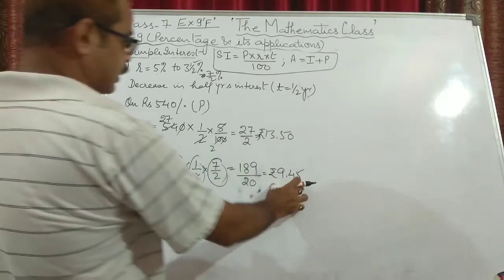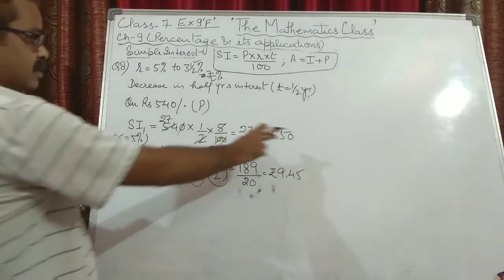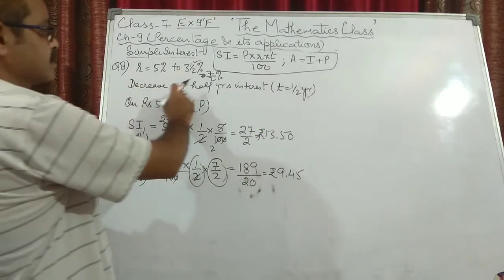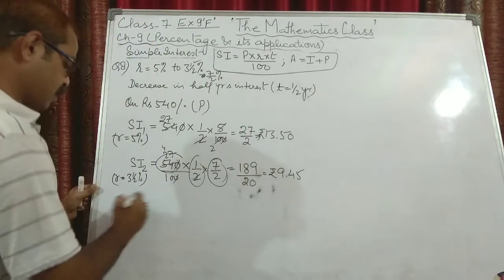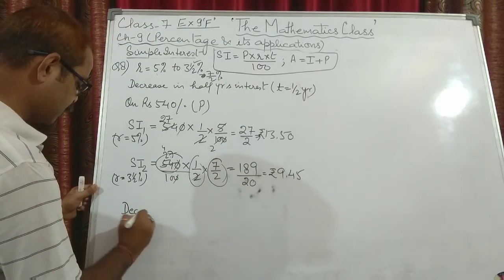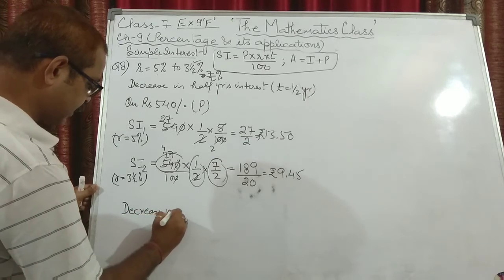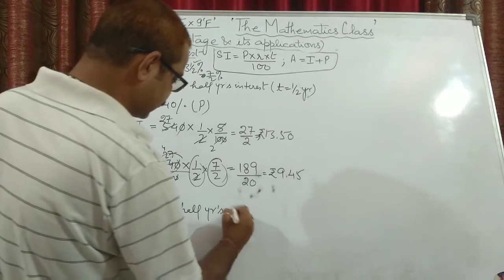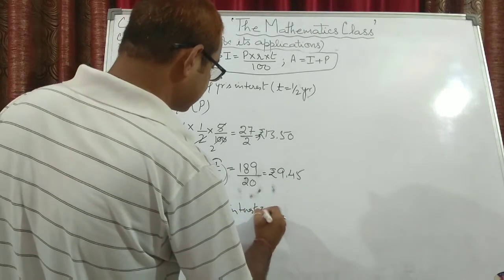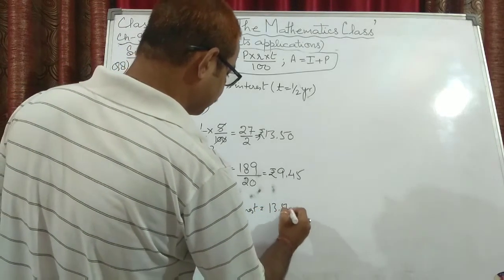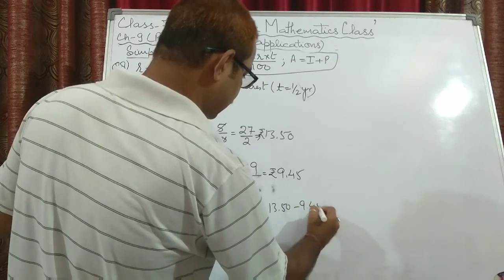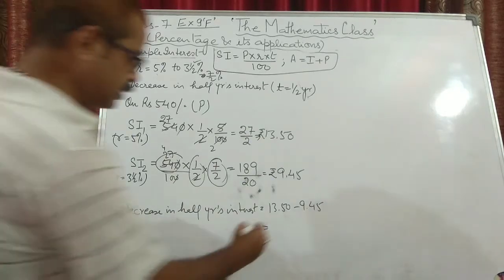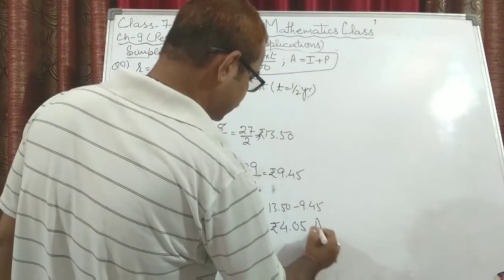So now this is the interest when rate was 3.5%. This is the interest when rate is 5%. They say find the decrease in half year's interest. So how much decrease is there? So decrease in half year's interest is from 13.5 it decreased to 9.45. So that will be rupees, this is the decrease.